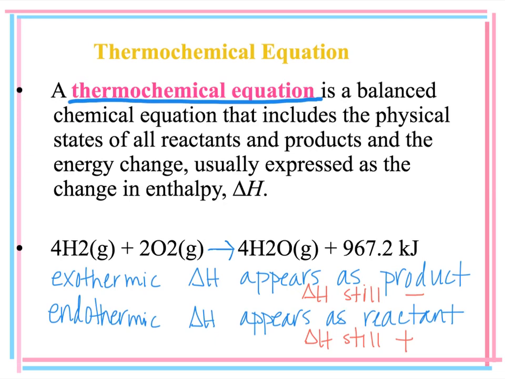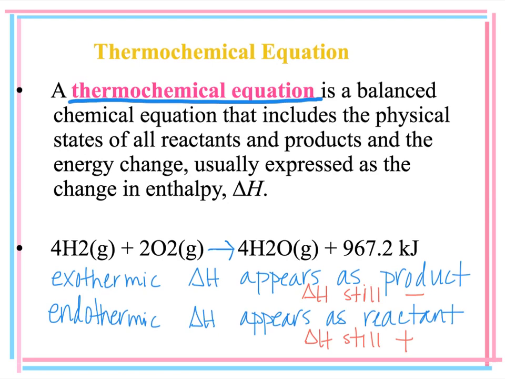When it's expressed like this, it is actually the delta H value, but we're putting it in the equation. And then, of course, I want you to make note of this in your notes. If you need to pause it to write this down, go ahead and do that. If it is an exothermic reaction, delta H is still negative, but we write it as if it's a product, like we have here. So this one we have shown here is actually an exothermic reaction. And that's because since heat is being released, it appears as a product.